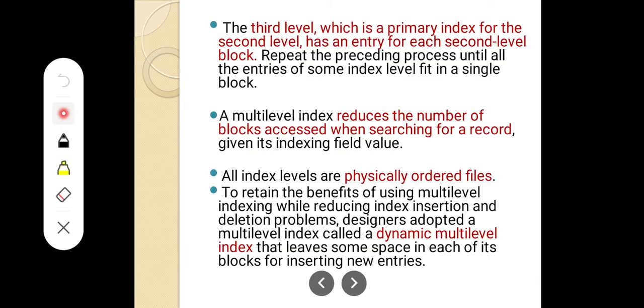Next point: a multi-level index reduces the number of block accesses when searching for a record given its indexing field value. The main advantage of multi-level indexing is given here. It reduces the number of block accesses when searching for a record. By accessing a minimum number of blocks we can get a particular record. That is the main advantage of multi-level indexing.